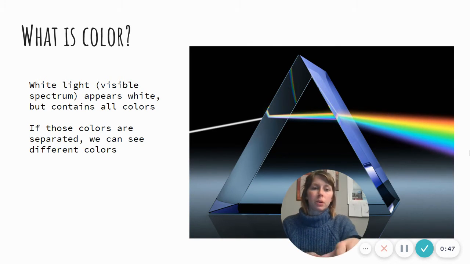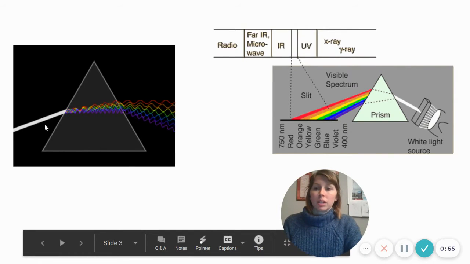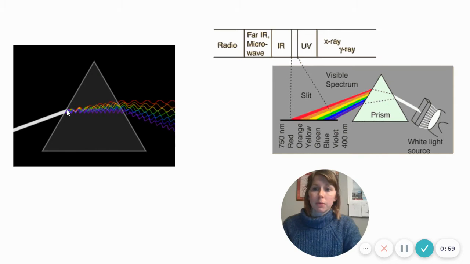Here we see a prism, and the light goes through and it bends, which we'll talk about later, and that causes all these different colors. Here's what it's actually looking like. If you're shooting white light at a prism, that prism is going to bend all the different colors slightly different ways and separate out the different colors.